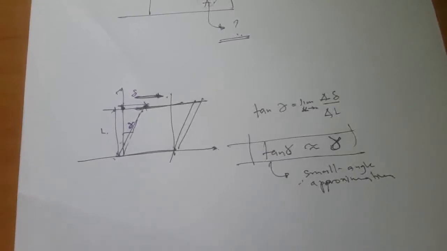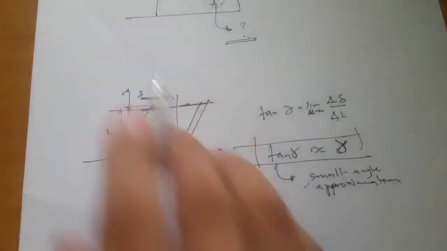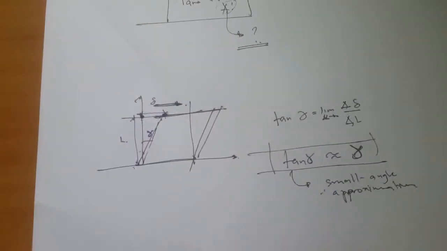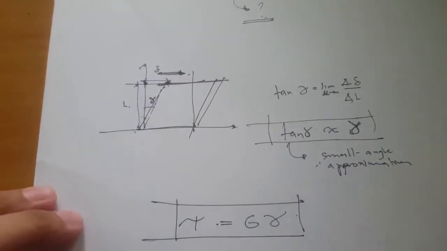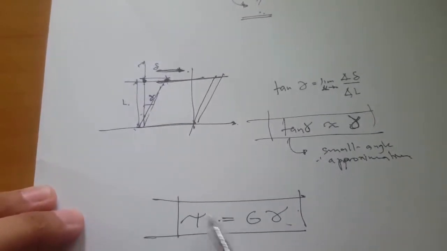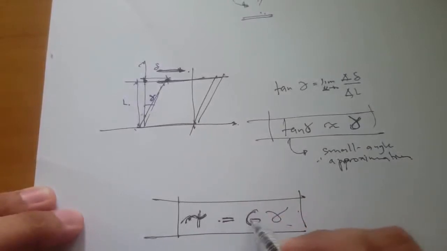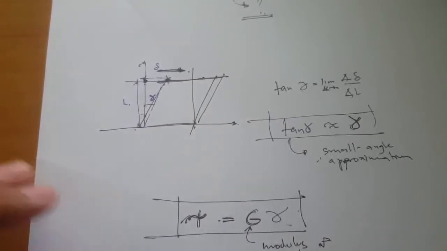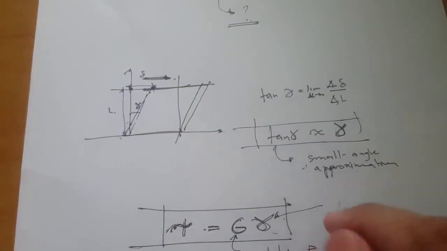Okay, and if this is strain and we already have the stress, then the relationship is simply G times gamma. So the shear stress is equal to G times gamma. This G is what we call the modulus of rigidity, something like the E in axial loadings, and this one is what we call the shear strain.